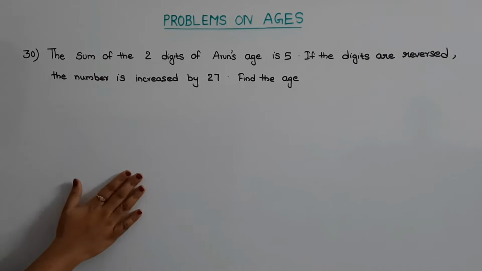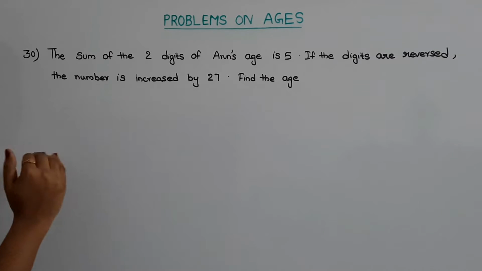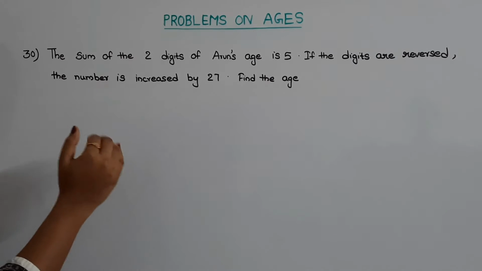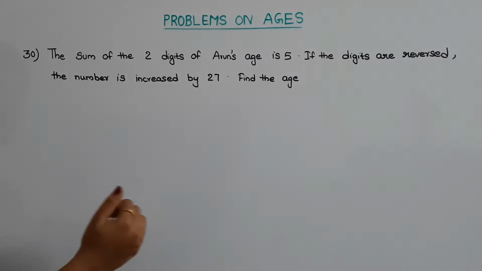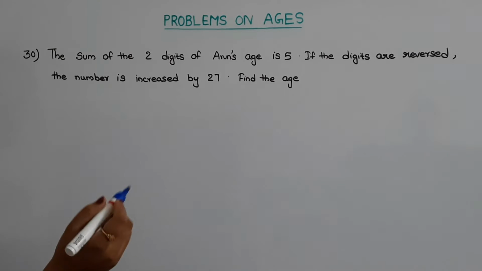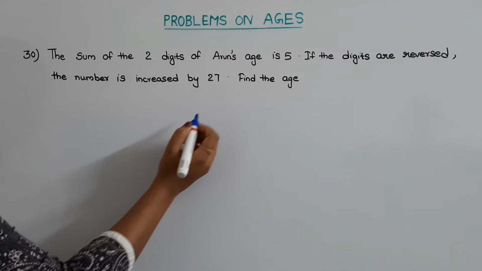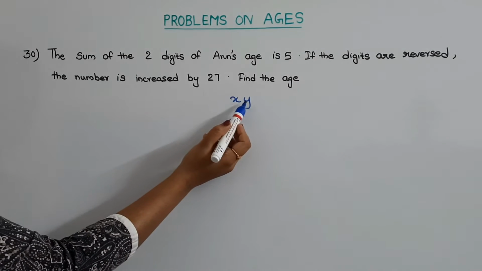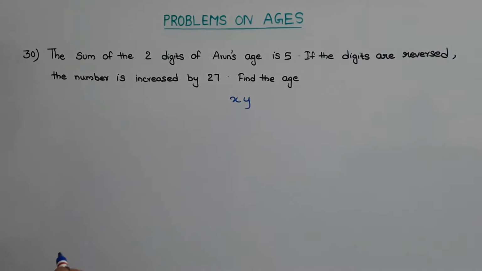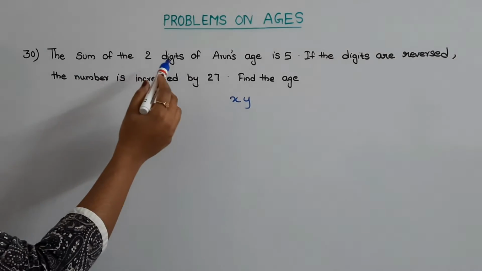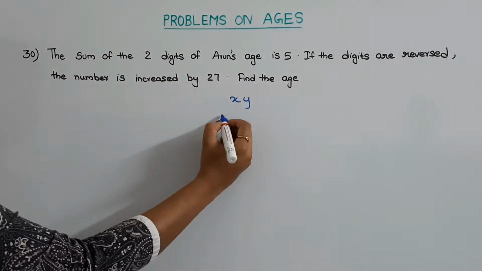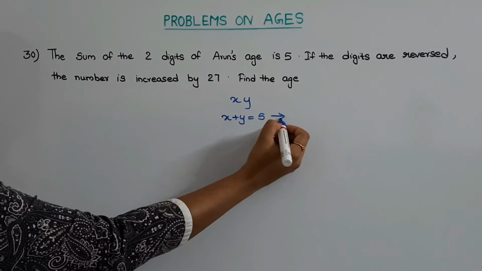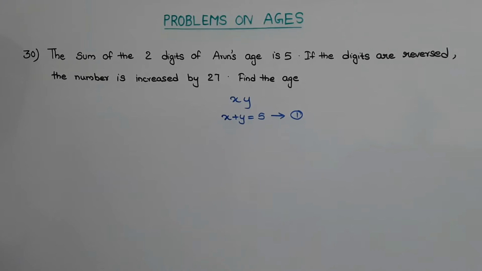So we need to find out the person's age. There is a shortcut method to find out this answer. Just by one step you will get the answer. But before going to the shortcut method, let me explain the conventional method to solve the problem. Let us consider that the age of the person is XY, and the two digits of the person's age are X and Y. Then the sum of the two digits of Arun's age is 5, which means X plus Y is 5. Let us consider this as the first equation.